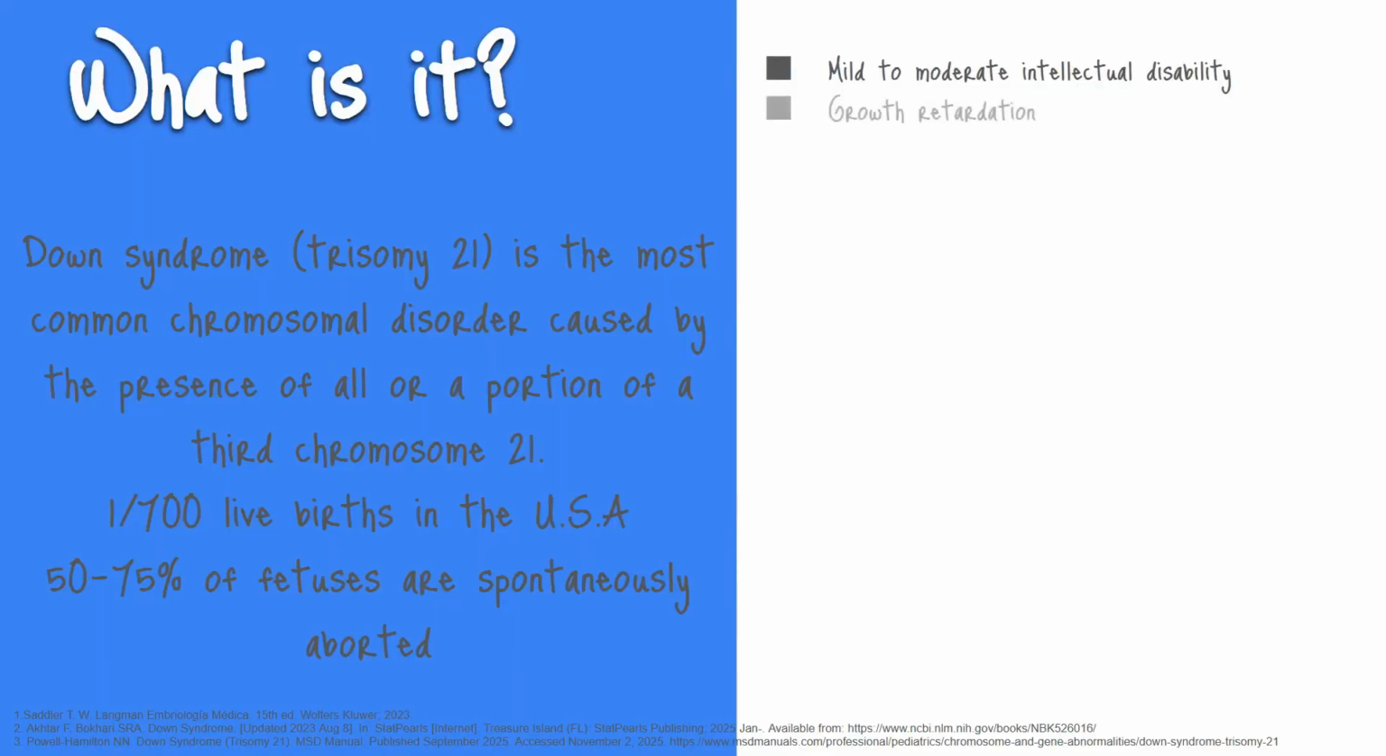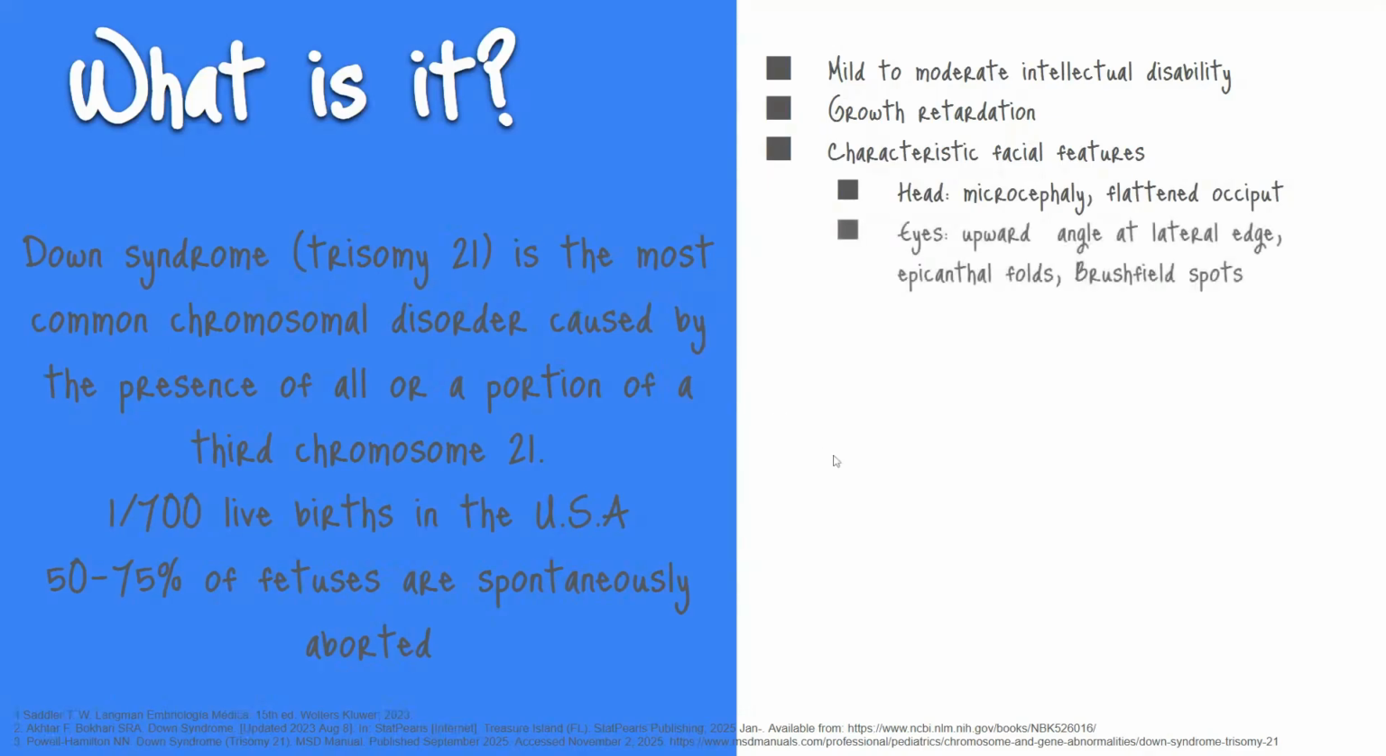Also, they have growth retardation and characteristic facial features, which are in the head. They have microcephaly, which is a small head, and a flattened occiput, which is a flat back of the head. In the eyes, they have an upward angle at the lateral edge, also called slanted eyes, and epicanthal folds, which are folds in the inner corner of the eye. And finally, they have Brushfield spots, which are most noticeable in light-colored eyes.